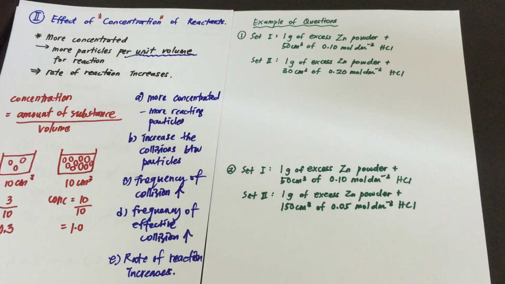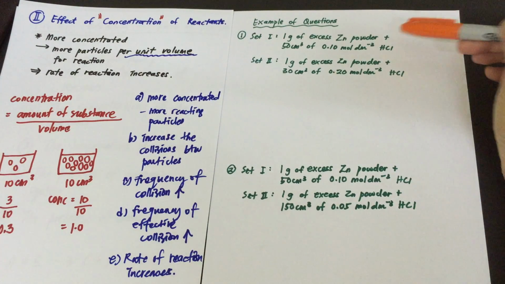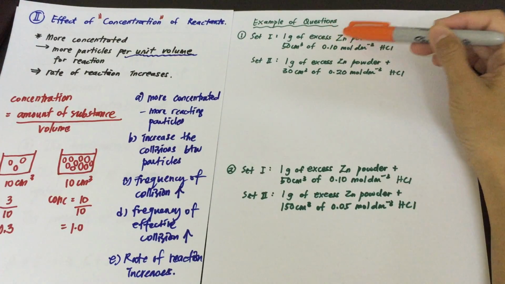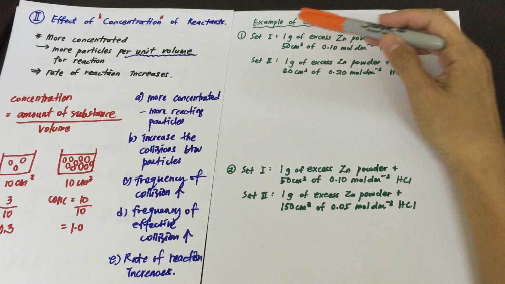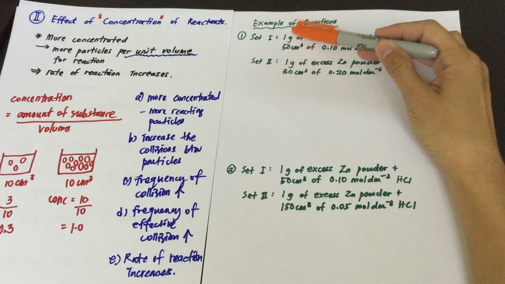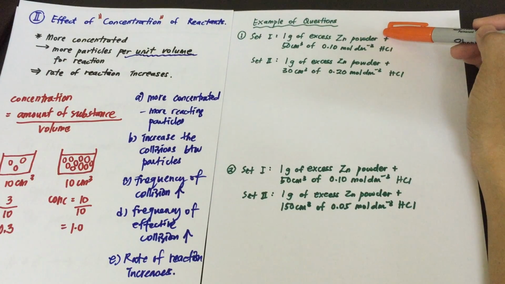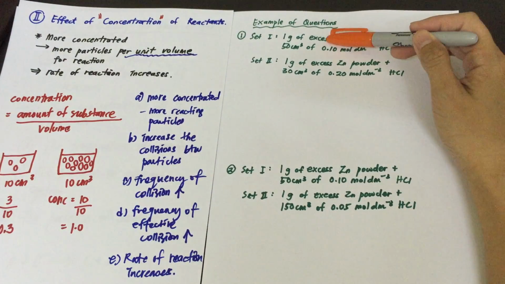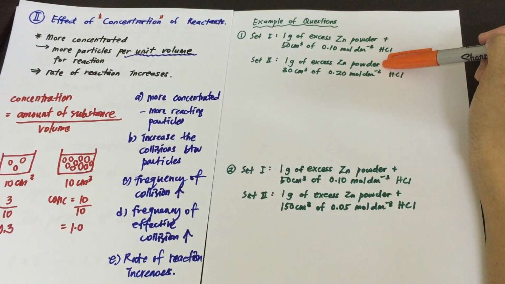So by looking at the two sets condition, we know that the zinc powder, excess zinc powder, and also the 1 gram, which is the mass of the zinc powder used, are the same. That means the zinc powder will not be the factor affecting the rate of reaction.